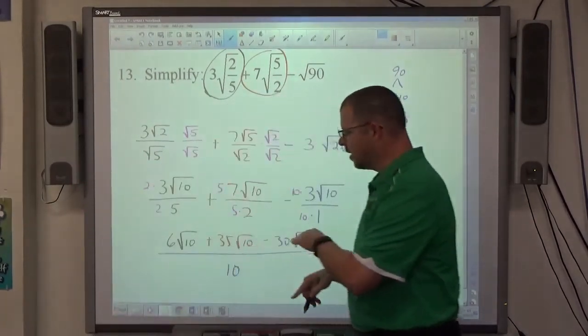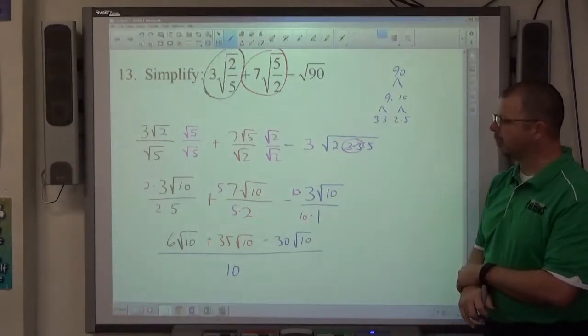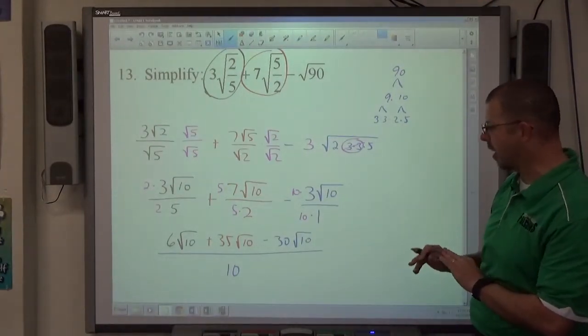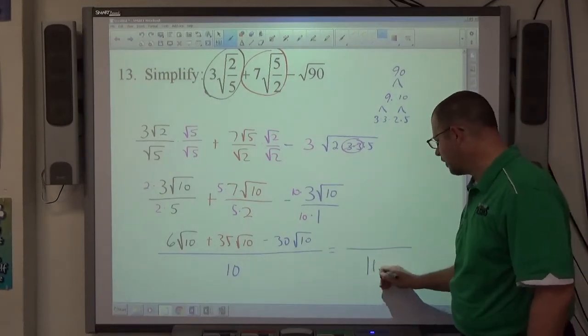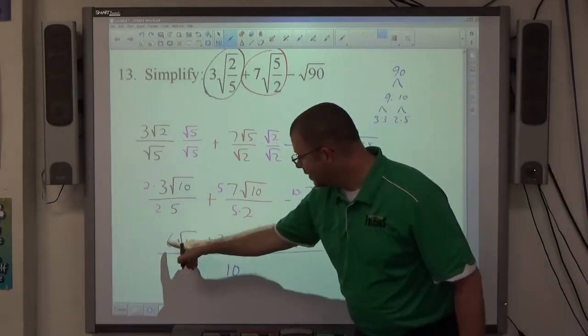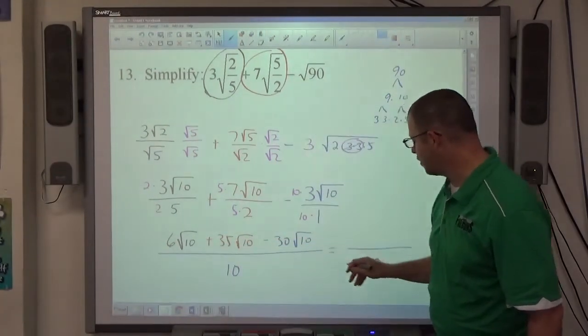Over 10, the over 10 is required. There's no equal sign in this problem, so there's no way to get rid of the fractions. It's going to remain a fraction all the way through the process. All we have to do to get the numerical value on top is add and subtract the stuff. 6 plus 35 is 41, minus 30 is 11.